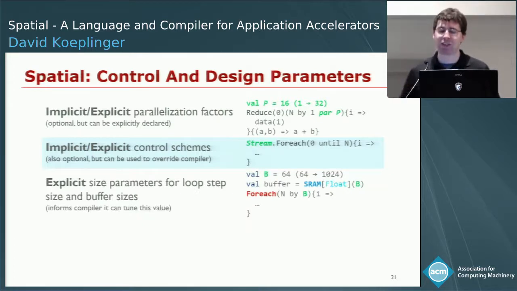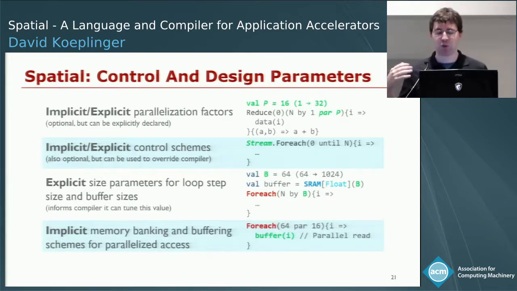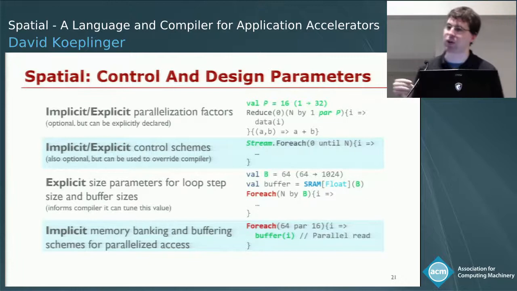So I mentioned the tile size before, so we can have this as a parameter. So this is essentially saying that we have a parameterized size for our array that lives on-chip memory that the compiler is allowed to tune. This is especially useful when we're doing tiled computation, as is often the case on FPGAs. And as I mentioned before, we can do this implicit memory banking. So if you're doing a parallelized access to a local memory, we can figure out how to do that automatically for you and bank it.